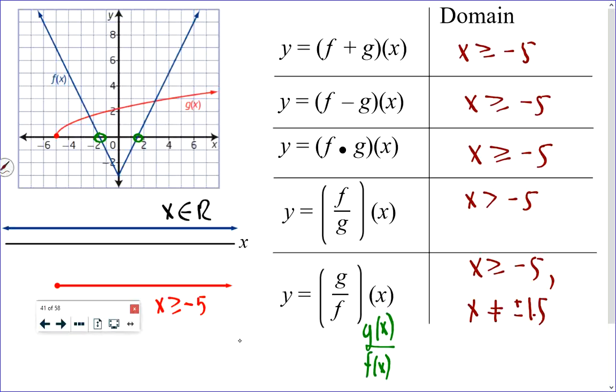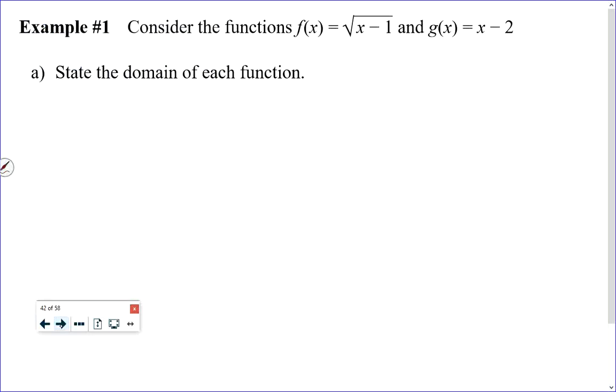All right, let's go back to the lesson now. Example 1, consider these functions. What's the domain of each function? Well, f of x has a radicand of x minus 1, radicands must be greater than or equal to 0, which means the domain of that function is x is greater than or equal to 1.